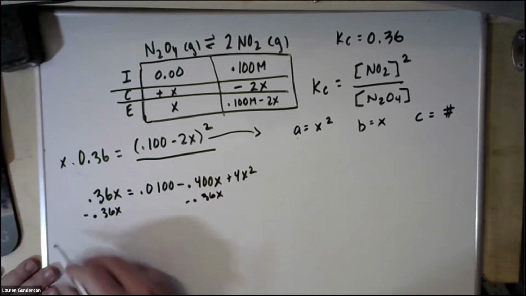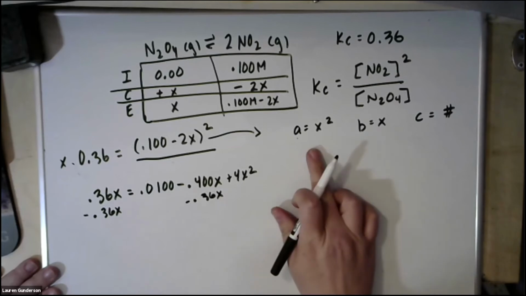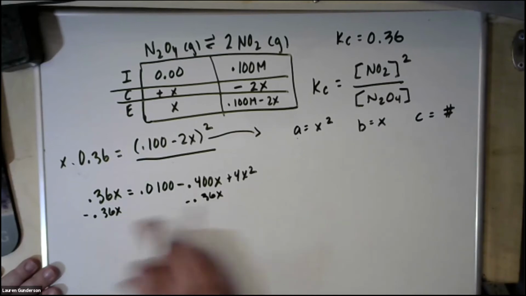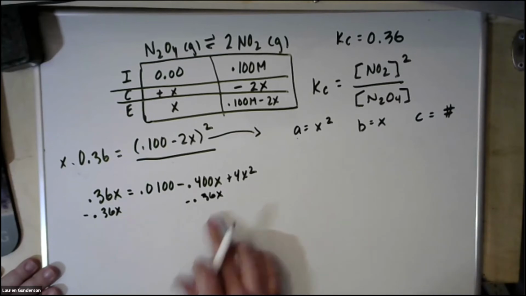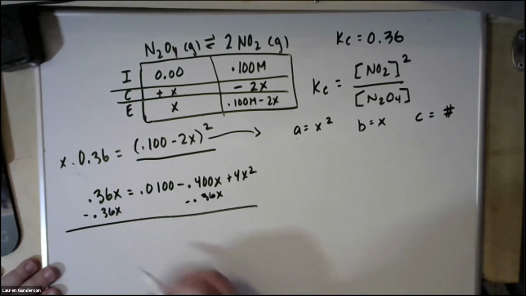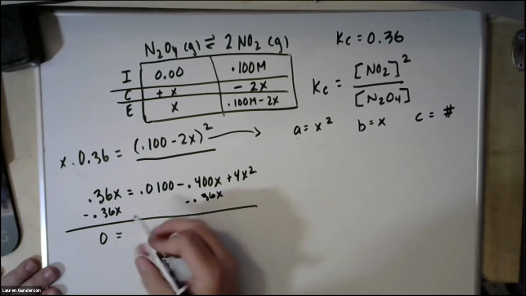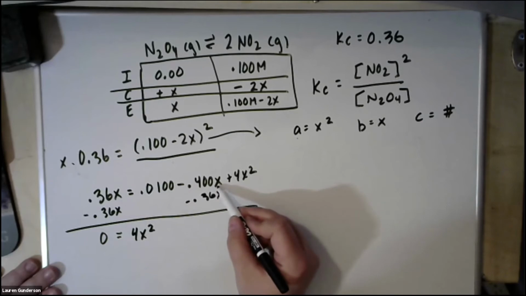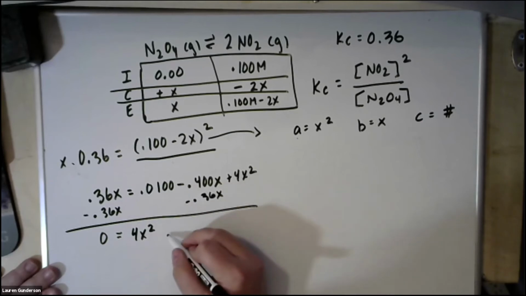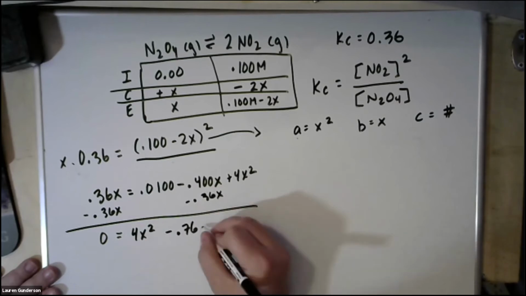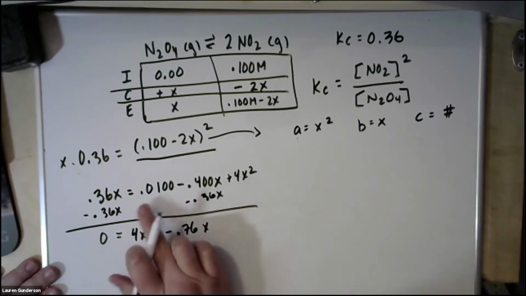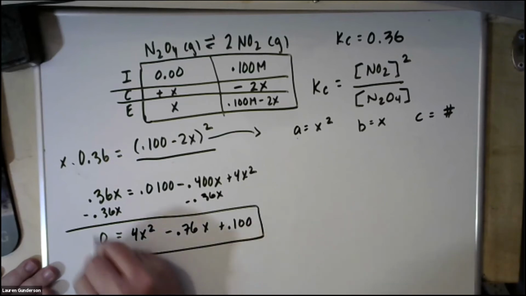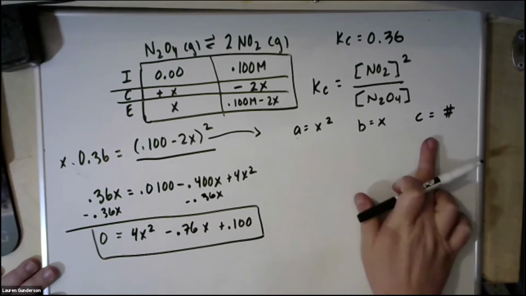Okay, and I'm going to rewrite this so that my x squared comes first, my x comes second, and my c comes third, but it doesn't change the numerical value of anything here. All right, so this is going to be 0 equals my 4x squared first, negative 0.4x minus 0.36x is going to be negative 0.76x. And then I'm going to have plus 0.100. Okay, so this is the expression that I'm going to use to get my a, b, and c values.